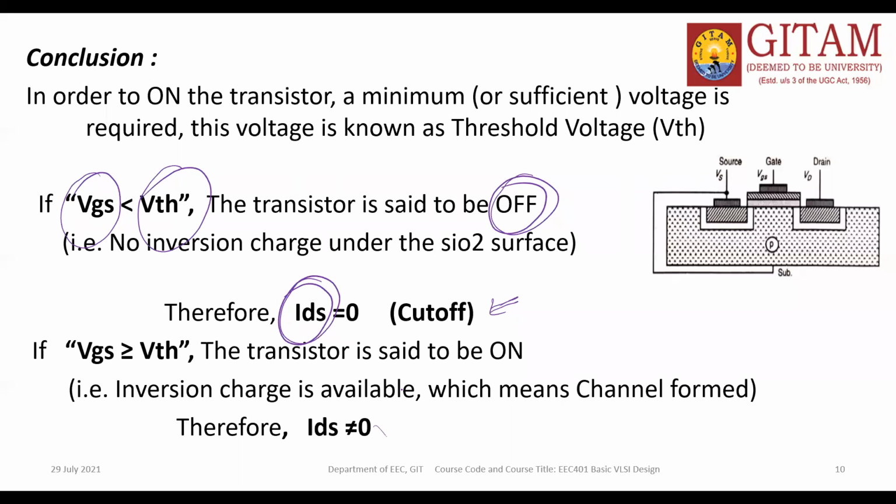When VGS is greater than or equal to the threshold voltage of a transistor, the IDS value is not equal to 0. Why? Because some finite value is there, whether in the linear or the saturation region. From here to here there is some finite value. Therefore, the IDS value is not equal to 0.